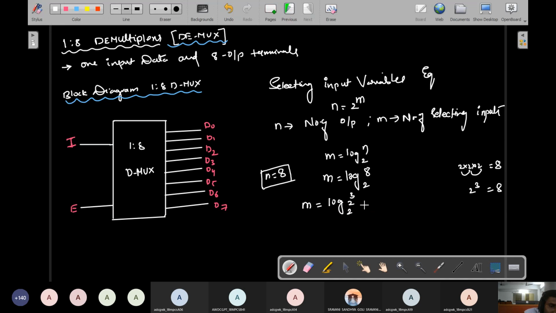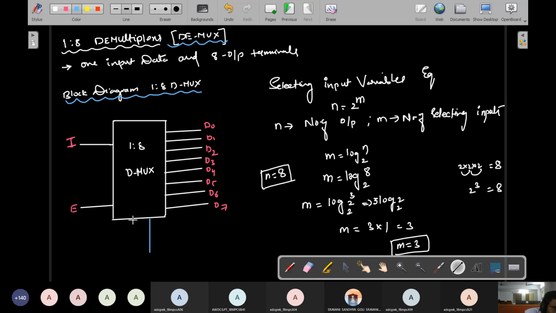So in this equation, the 3 will move in front of the log, and log 2 with base 2 is 1. So m is equal to 3 into 1. Therefore m, the number of selecting lines, is nothing but 3. So these are the selecting lines, and I am using another color for the selecting lines.